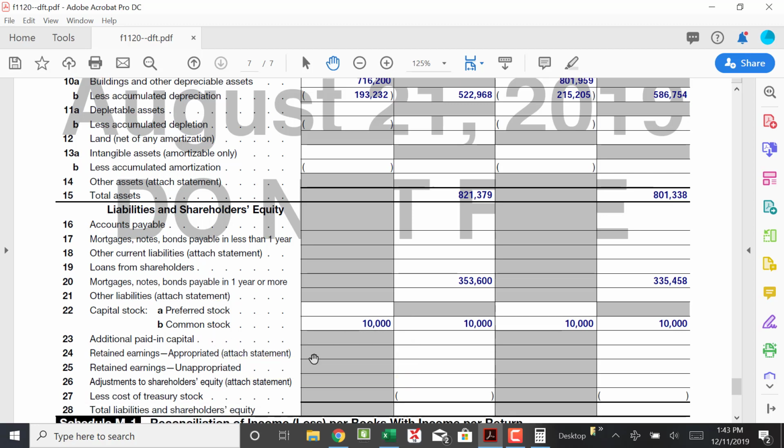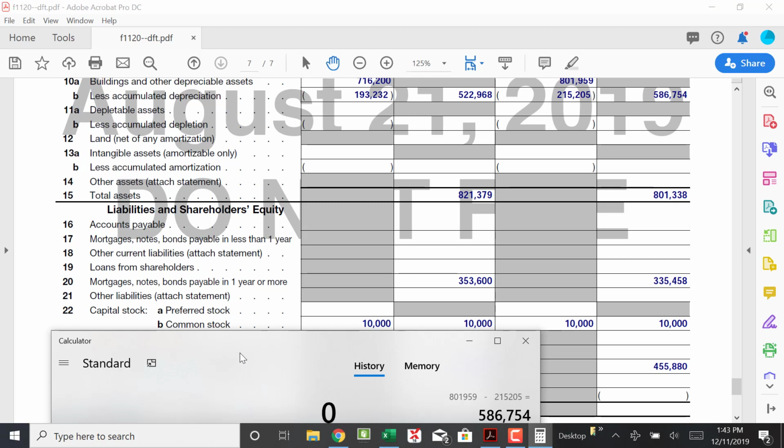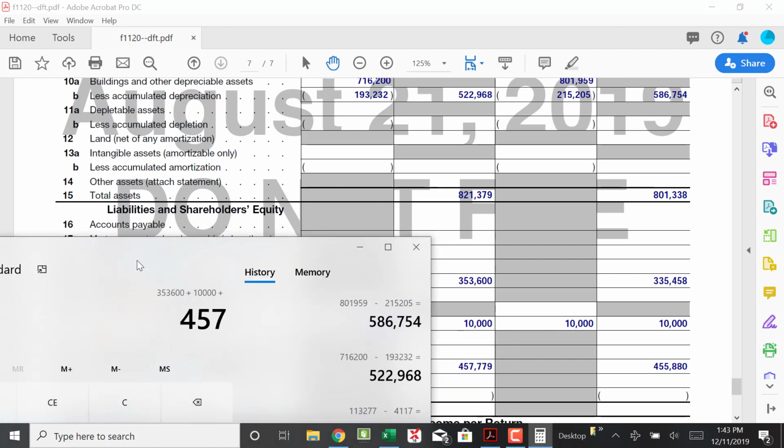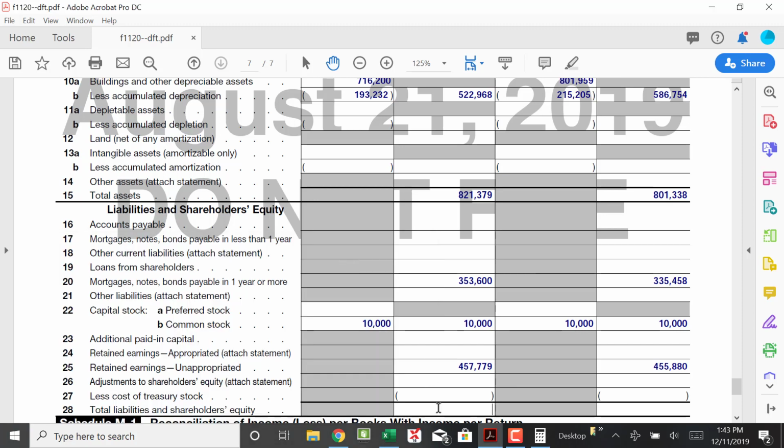And for retained earnings, the balance sheet has it, the income closed out, so we know what we're going to get here. I would still make sure that on the M-2 you're tying correctly, so we're going to make sure we do that. 880, okay. So if I add up all my liabilities and equity, 353,600 plus 10,000 plus 457,779, 821,379, so I am in balance.